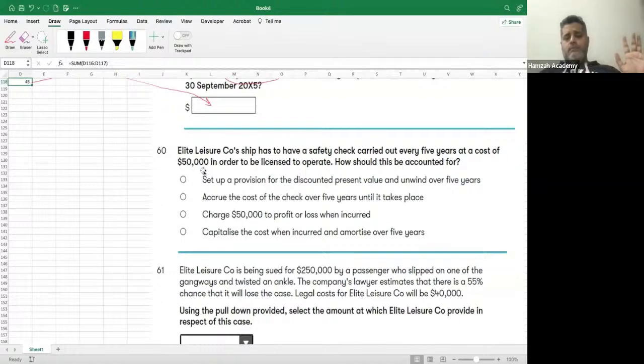End of story. Okay. So set up a provision, discount to present value and unwind over the 5 years. It cannot be the option. Done. Accrue the cost of the check over 5 years until it takes place. Why accrue the cost over the 5 years? I cannot accrue it right now, because the accrual concept says that the cost of revenue should be matched to the period to which it relates. So why accrue it right now? I'm going to have its benefit over the next 5 years.